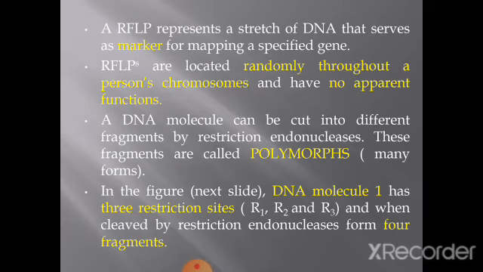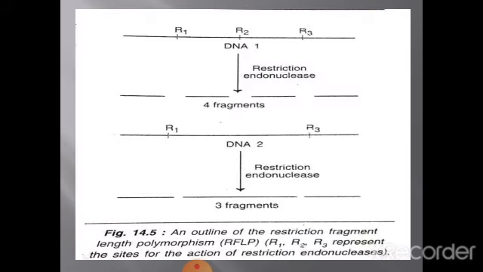Normally these RFLPs are located randomly throughout a person's chromosomes, and apparently they don't seem to have any functions. Now, you can cut a DNA molecule into different fragments by restriction endonucleases, and whatever fragments you get are called polymorphs. Poly means many, morph means forms, polymorphs. Now, let me explain this diagram.